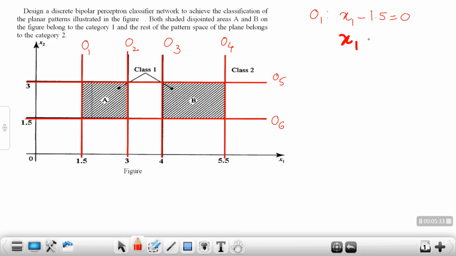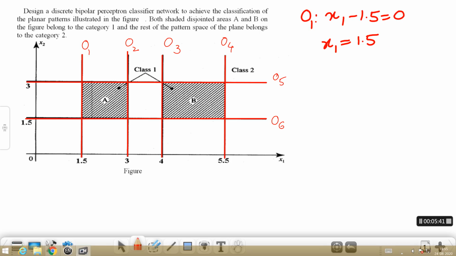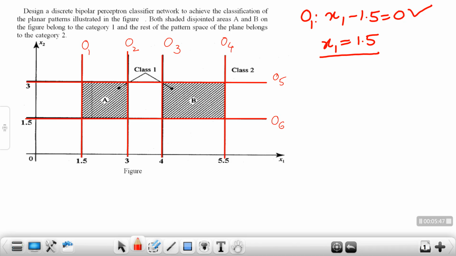So I can write it as x1 is equal to 1.5. So this is the equation of the first line. Now we would prefer to write the equations in this particular form and not in this particular form. We would prefer x1 minus 1.5 is equal to 0. So always it should be equated to 0. Please remember this because it is better to write in this particular form.